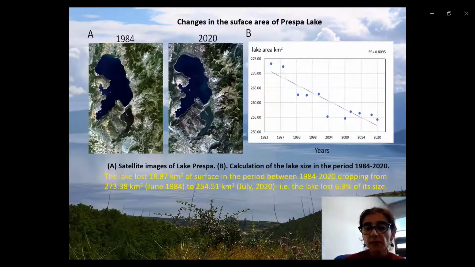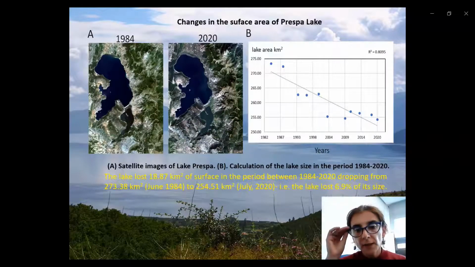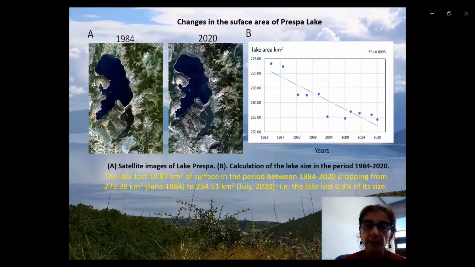On this slide, you can see the changes in the surface area. You can see two images, the first one and the last one, over the studied years. And you can see the rate of the decrease in the surface area. So we have quantified this, and we have seen that the lake has lost about 7% of its surface. And also you can see that the major drop was in the late 80s.